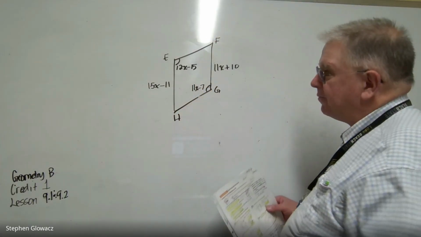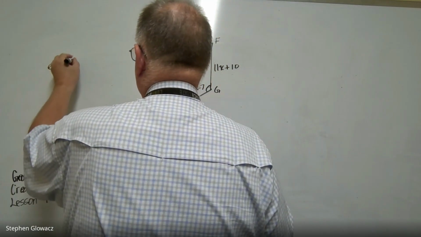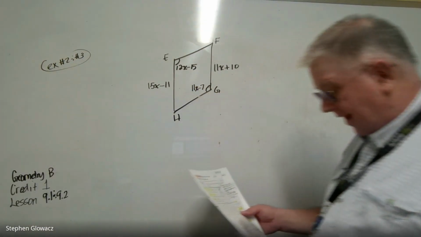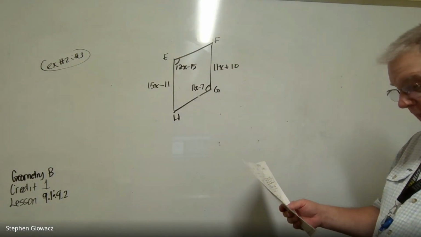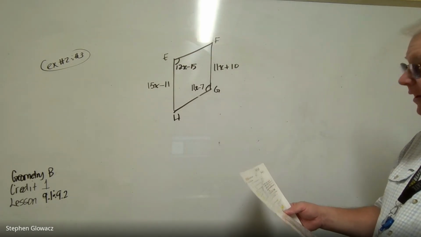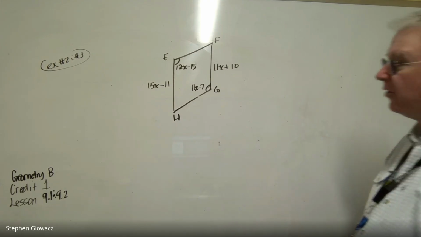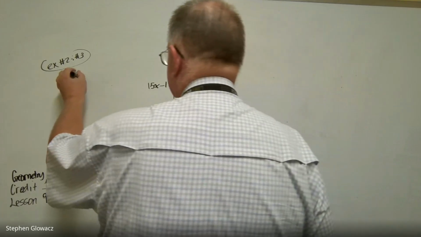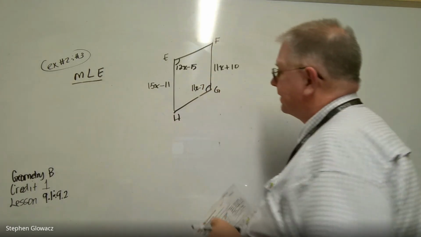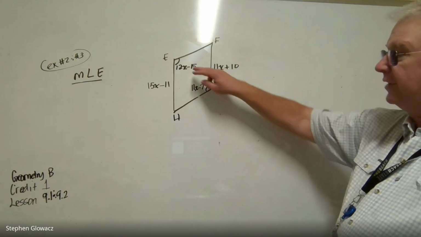And our example for 2 and 3 is they want us to find, let's start with, we're going to find the measure of angle E. So the measure of angle E, and that's the symbol, measure of angle E. So first of all, in order to find the measure of angle E, we need to know what x is.